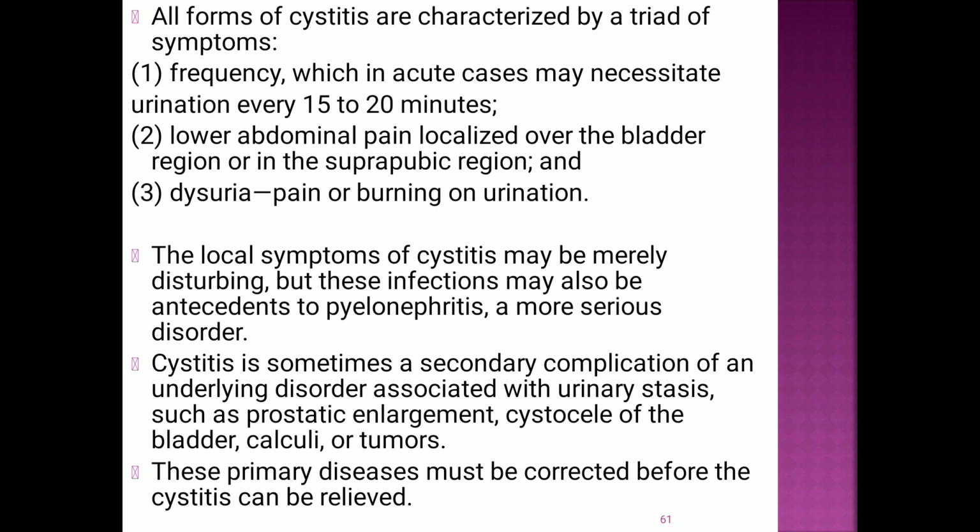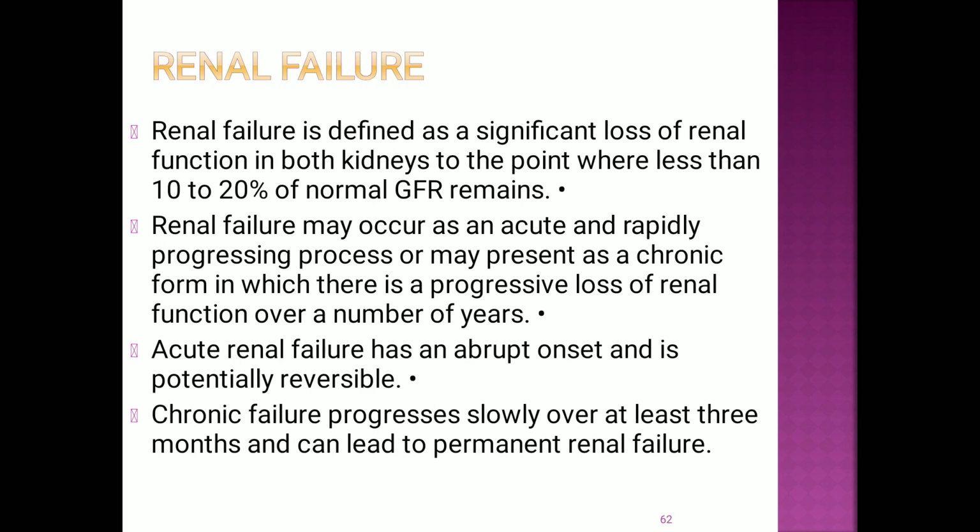All forms of cystitis are characterized by a triad of symptoms: frequency, in which acute cases may necessitate urination every 15 to 20 minutes; lower abdominal pain localized over the bladder region or in the suprapubic region; and dysuria, pain or burning on urination. Local symptoms of cystitis may be merely disturbing, but these infections may also be antecedent to pyelonephritis. Cystitis is sometimes a secondary complication of an underlying disorder associated with urinary stasis such as prostatic enlargement, cystocele of the bladder, calculi, or tumors. These primary diseases must be corrected before the cystitis can be relieved.